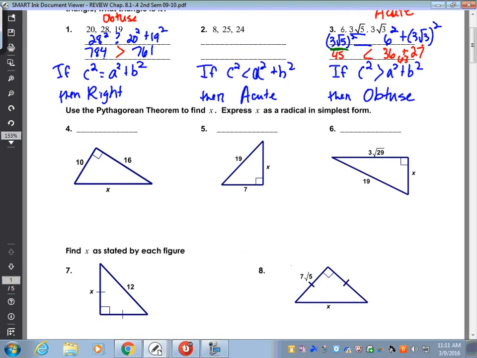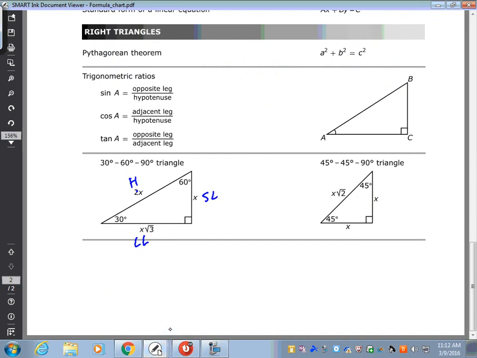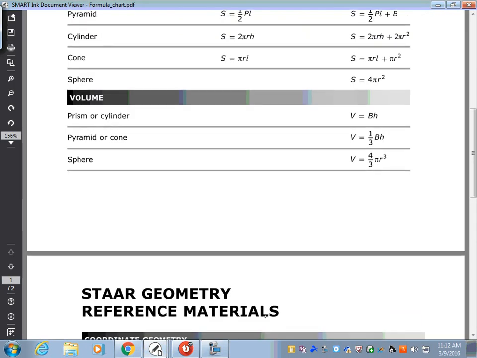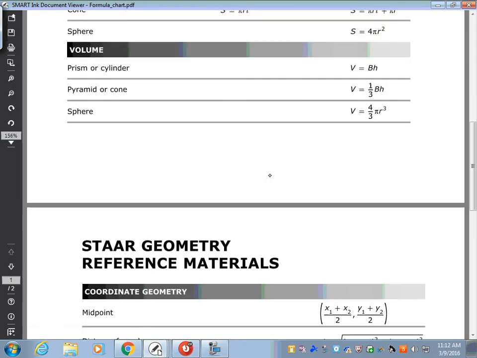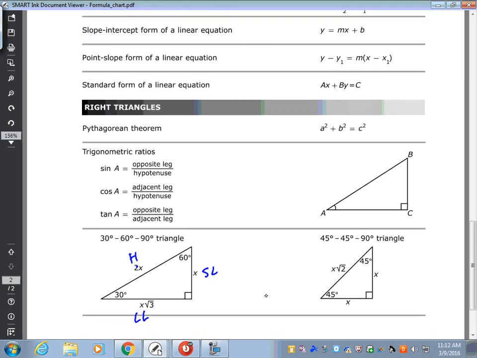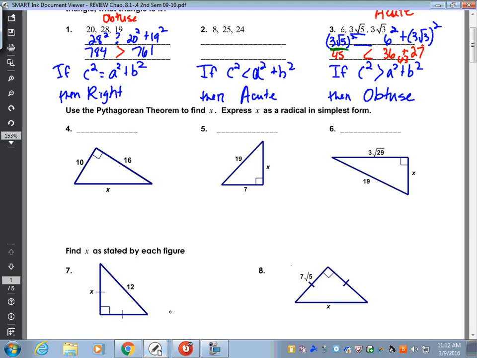Okay, on this next section, it literally tells you what to do. What does it say? Okay, so that's exactly what I have to see for you to get credit. The use of the Pythagorean theorem. That as well is on the formula chart. It's right here, right above. Pythagorean theorem, a squared plus b squared equals c squared. So it is on the formula chart. Most of you already know it.